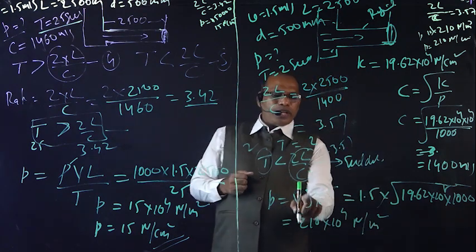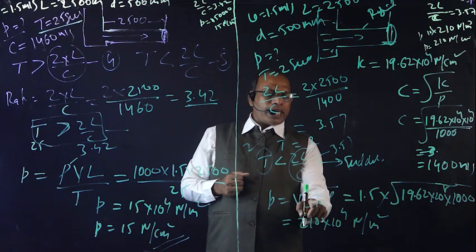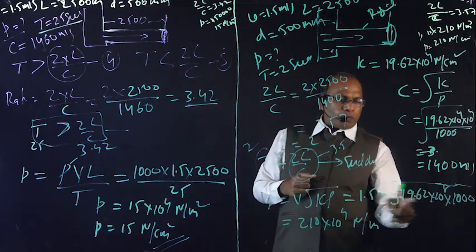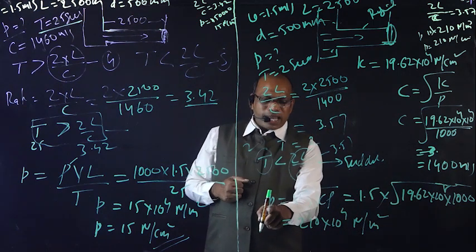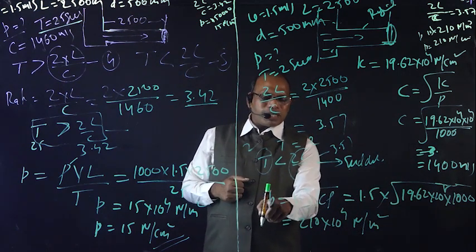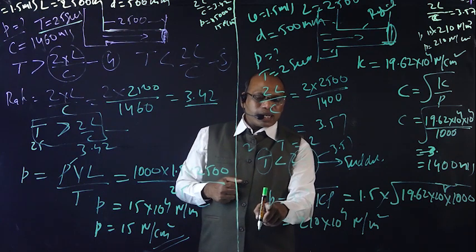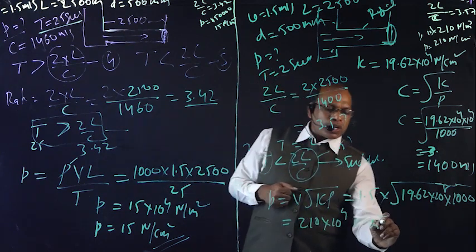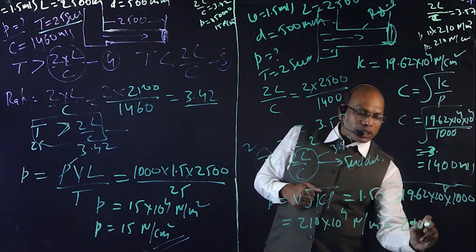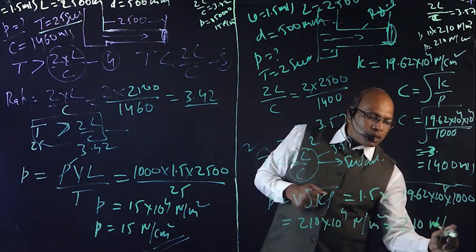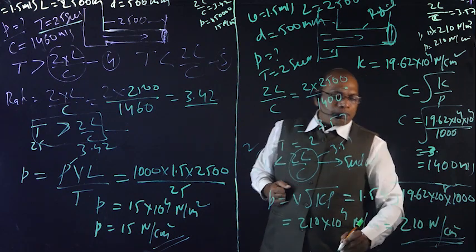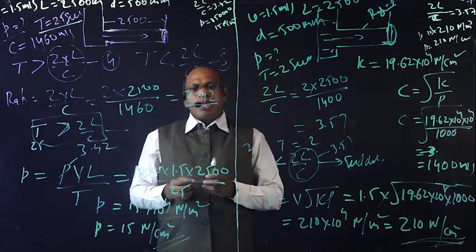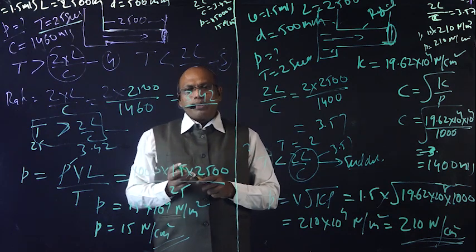P is equal to V into root K rho. K is the bulk modulus value known to us. Density 1000 kg per meter cube. Finally, we have the pressure raised in the pipe or intensity of pressure in the pipe. Pressure raised in the pipe P is equal to 210 into 10 power 4 newton per meter square, or this is equal to 210 newton per cm square. This is the pressure raised in the pipe. Right? These are the problems related to the water hammer. Thank you one and all.